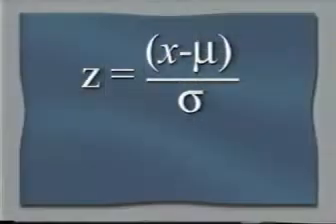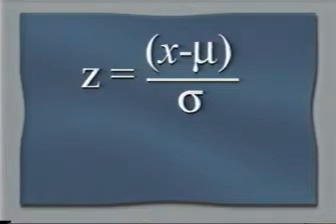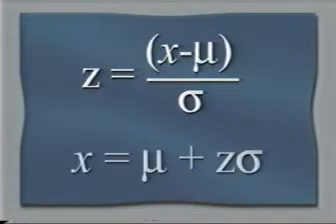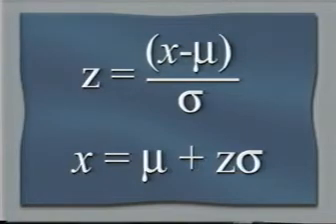If we enter the Z table with that probability, 0.9000, the Z score is obtained. And once we obtain that Z score, we simply rearrange the formula Z equals X minus mu over sigma to give us X equals mu plus Z times sigma.